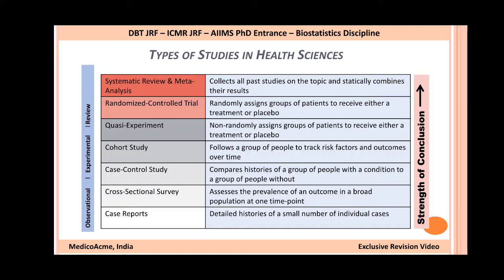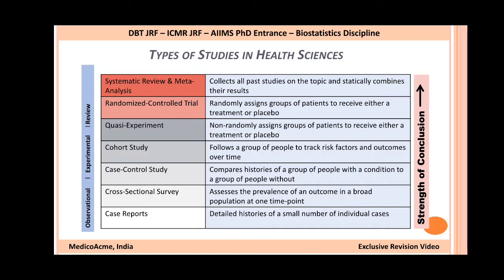A case control study compares the histories of a group of people with a condition to a group of people without. So what happens is there are two limbs, healthy control and patient, and both the healthy controls and the patients are used in the case control study. You can split it and remember it this way: case and control.